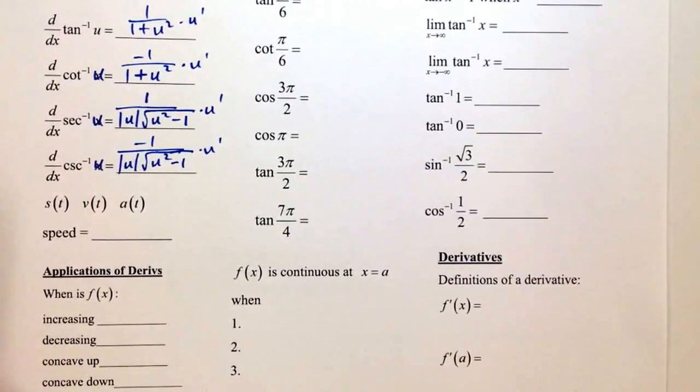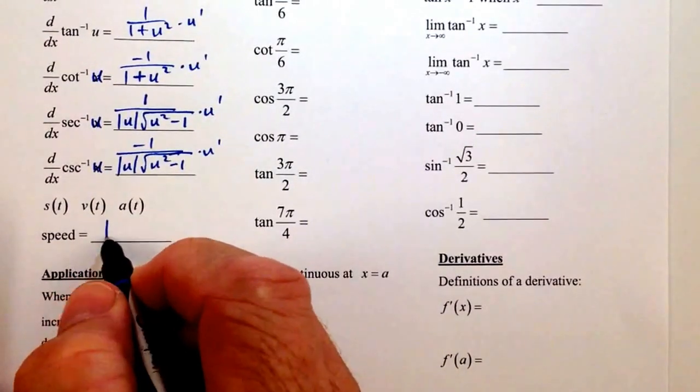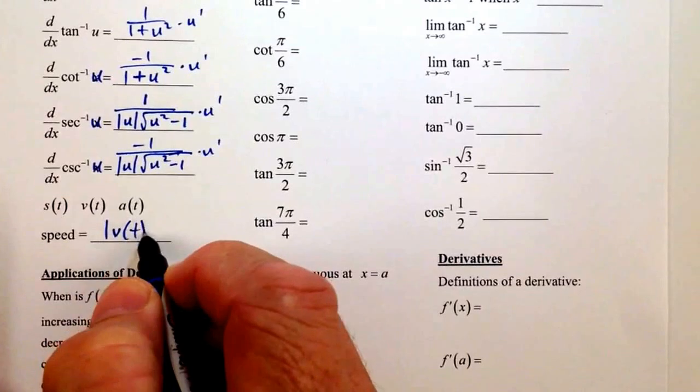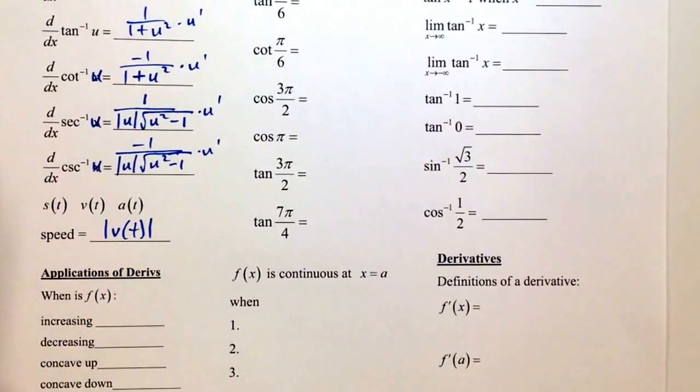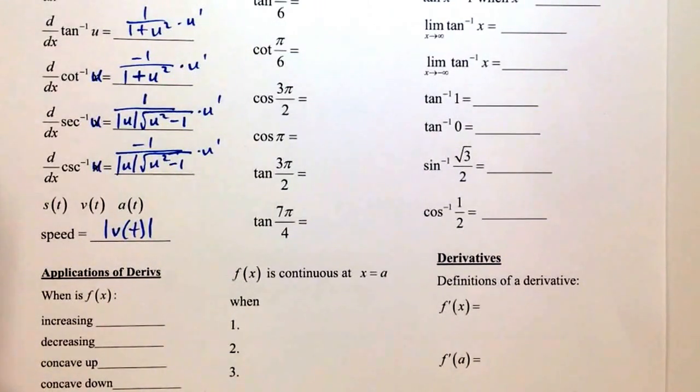Okay, well, the speed is the absolute value of the velocity. Okay, so we should remember that. Speed's always positive. And I'm going to stop the tape there just to make sure everything's going to work.